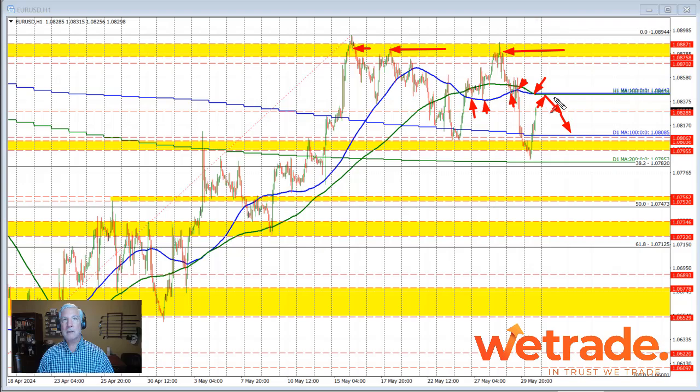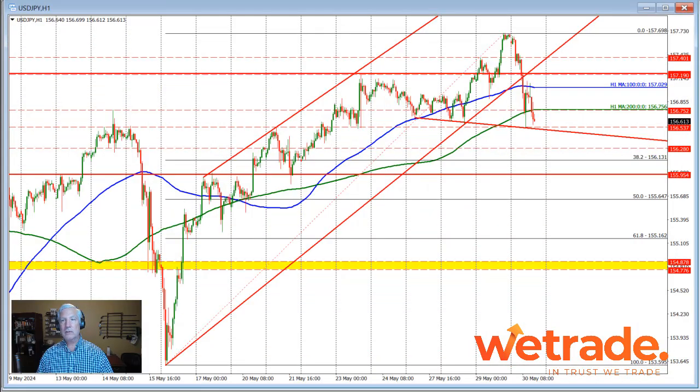So look for the sellers against the 100, 200 hour moving averages. That may be a good place for you to stick a toe in the water and sell the currency pair, the euro versus US dollar. So be aware, be prepared.